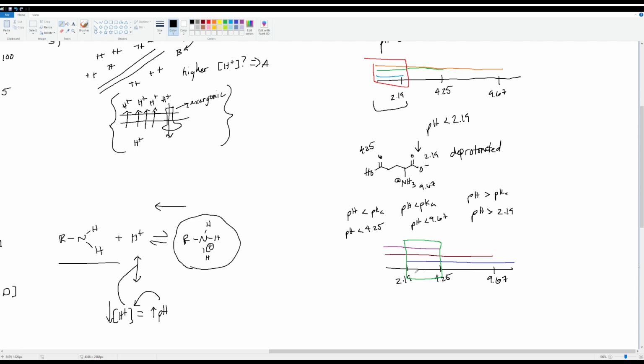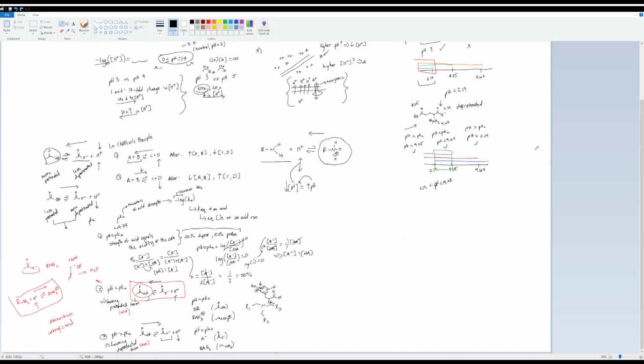Okay, so if we plugged in pH of 3, pH of 3 is less than 4.25, checks out there. pH of 3 is less than 9.67, checks out there. And pH 3 is greater than 2.19, checks out there. Okay, so our pH range is going to be greater than 2.19 but less than 4.25. And that would be our pH range for this protonation state being dominant. Any more room?